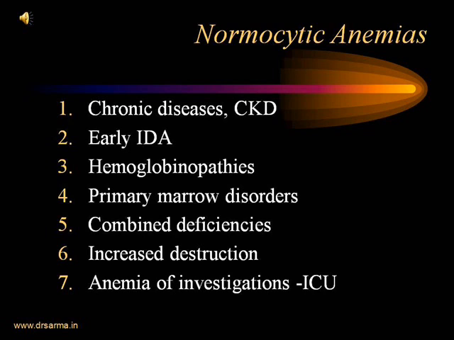hemoglobinopathies, primary bone marrow disorders, combined deficiency of nutrients like iron and folic acid or iron and B12, increased destruction of the RBC, and anemia of investigations in ICU. In patients admitted to ICU, frequent blood samples are drawn to test and submit for different analysis. This results in anemia of investigation, and that anemia is usually normocytic in nature.